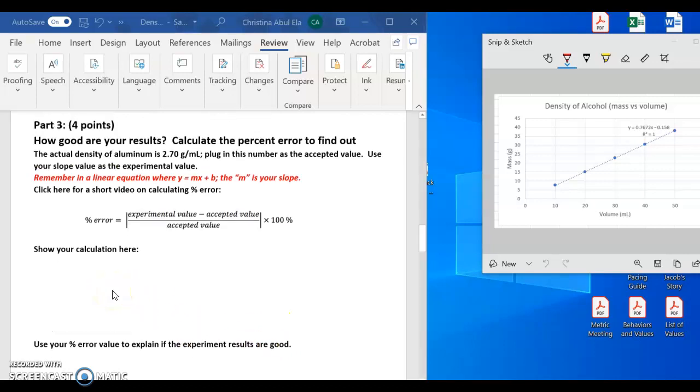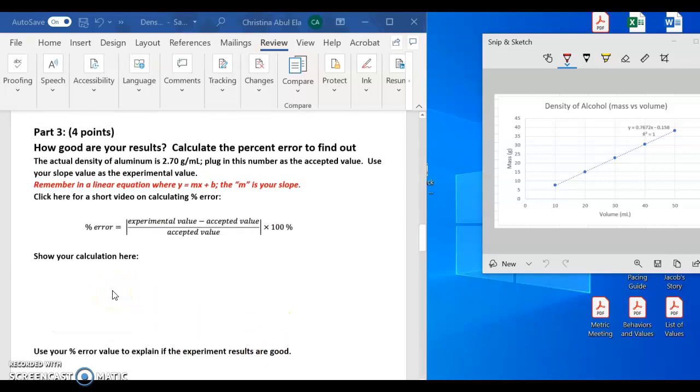Hi, and welcome to this quick recording on how to calculate percent error. We would have already done this in class as well, but I just wanted to make sure it's here on the document since it's the first time we're using this equation. And so calculating percent error is often done in a lab experiment to see how good your data is.